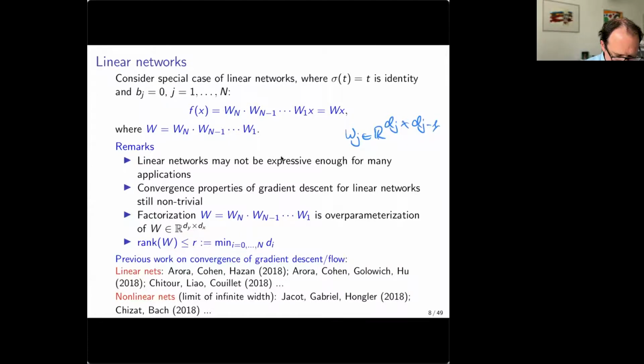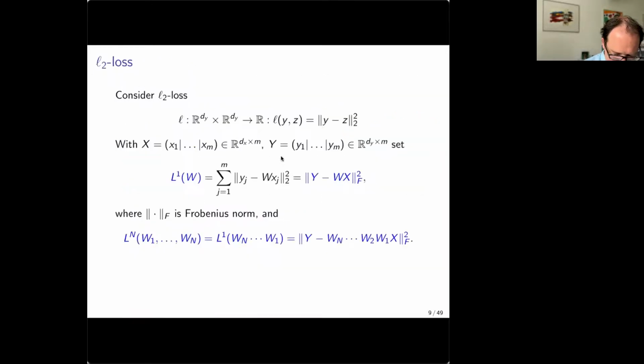So there has been some previous work. What we will first do is look at the convergence of this gradient descent or gradient flow. There has been some work for linear nets, but also for nonlinear nets in a limit of infinite widths. So just for completeness. And what we will consider as a loss function is the simple L2 loss.